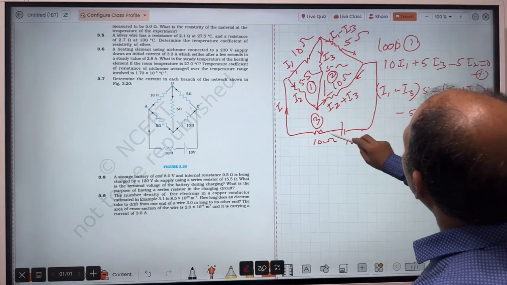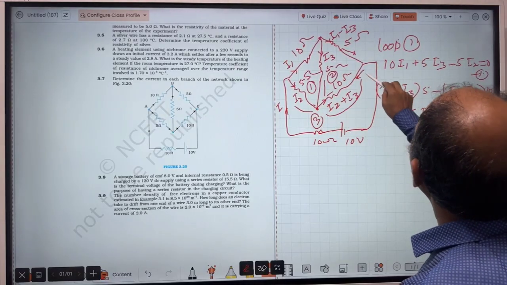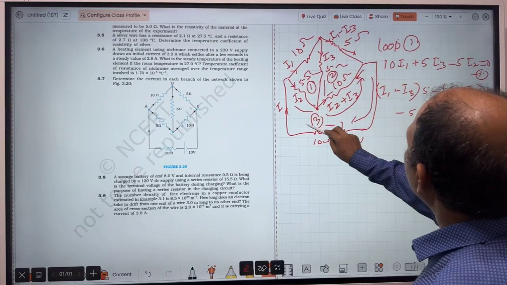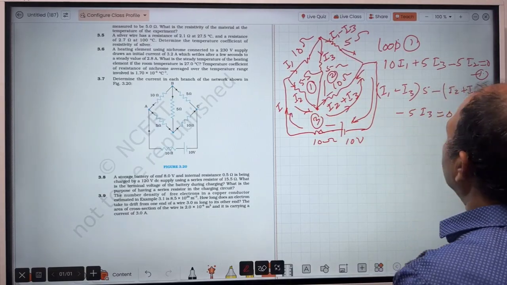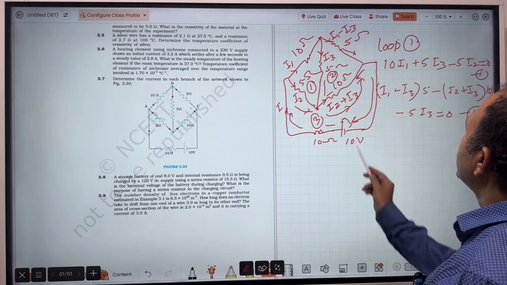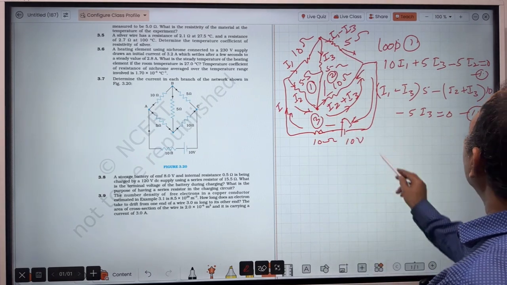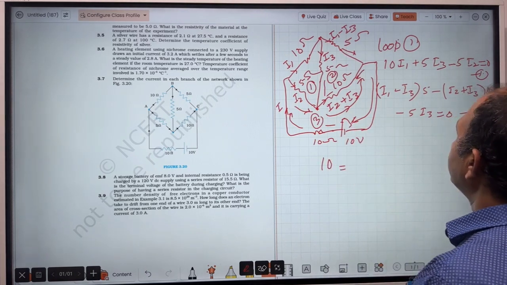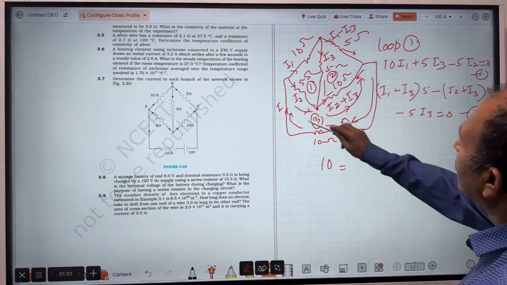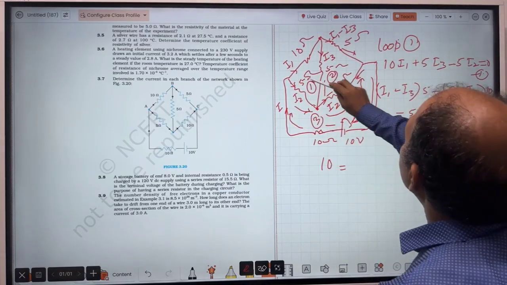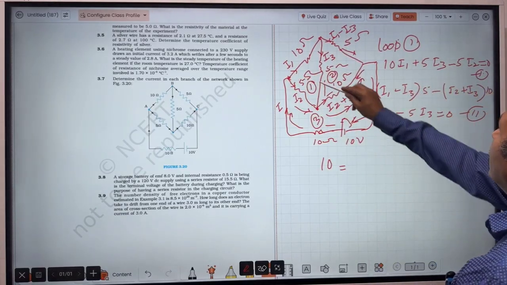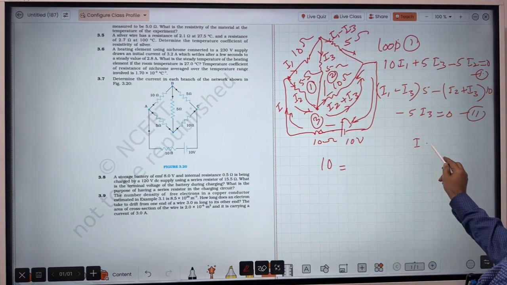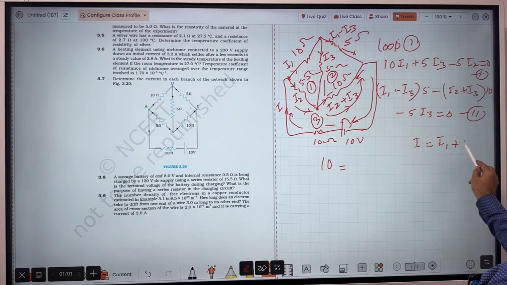Now we consider third loop, which is like this, from this side, and this side, and this side. So our motion will be like this, right? Here we are reaching the positive terminal of the battery. So here we will write 10 equals, then this resistance, here current is I. Also one equation can be found here. At this point we can apply KCL, so I will be equal to I1 plus I2. This is another equation. Say this is third one.